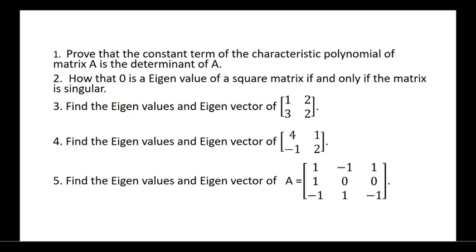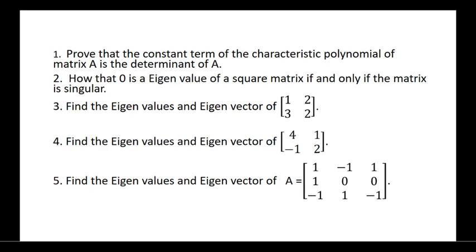The second question is to show that 0 is an eigenvalue of a square matrix if and only if the matrix is singular. To show this, we take A to be a square matrix of order n. The eigenvalues are given by its characteristic equation, determinant of A minus lambda I is equal to 0. Put lambda is equal to 0 in this, it becomes determinant of A is equal to 0. Determinant of A is 0, then A is a singular matrix.